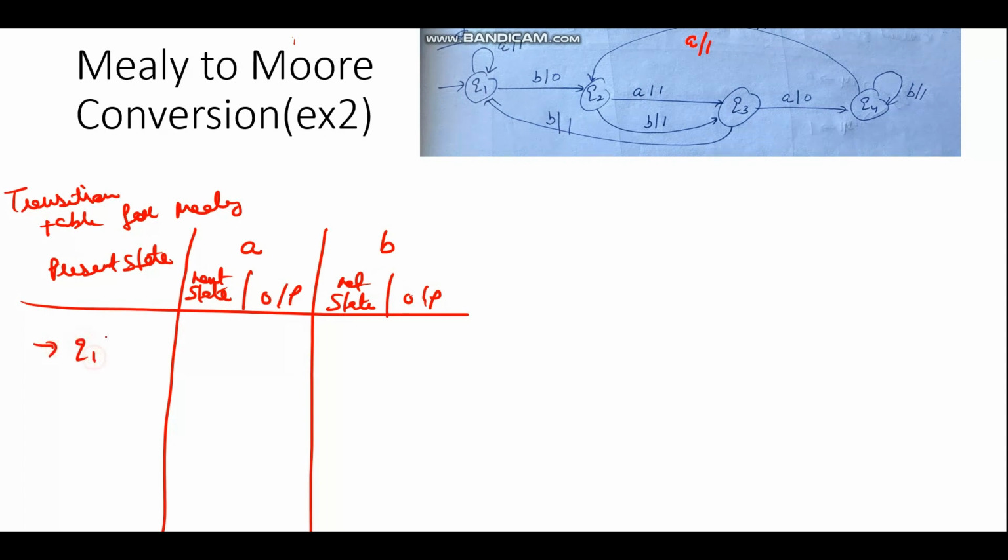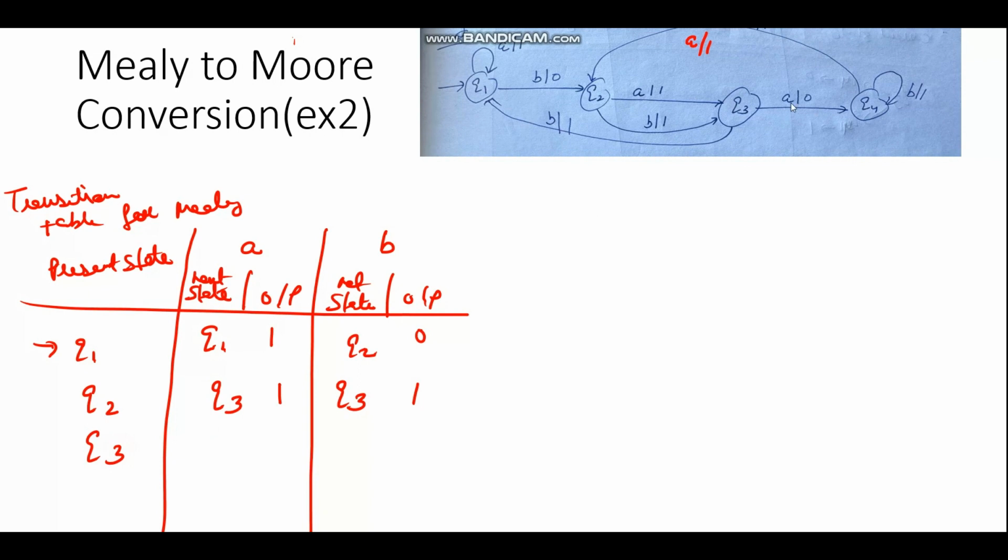So for Q1, from the diagram we can see that when A is given, the next state is Q1 and the output in this case is 1. And for Q1 when B is given as input, the next state is Q2 and the output in this case is 0. Similarly we write for Q2. For Q2 the next state is Q3 and the output is 1. Then again Q3, output is 1. We will write for Q3 also.